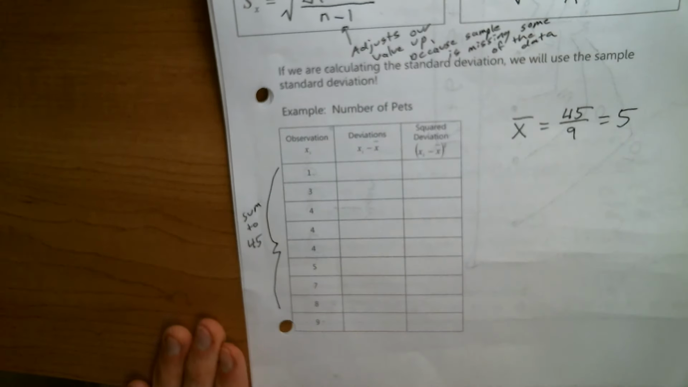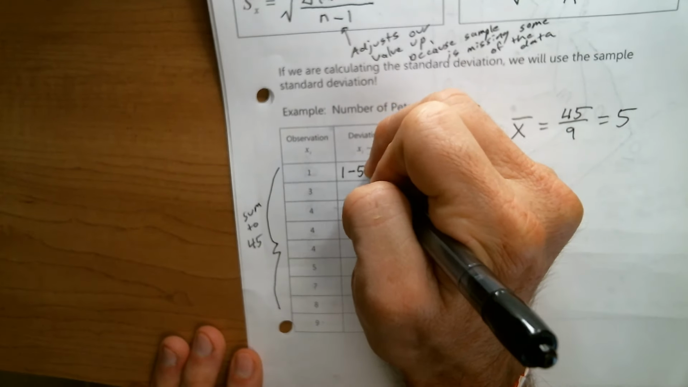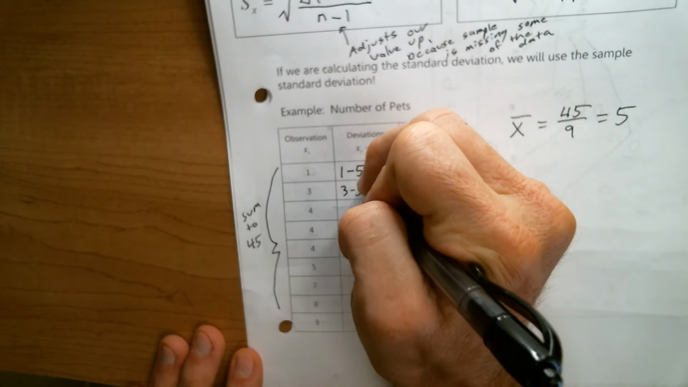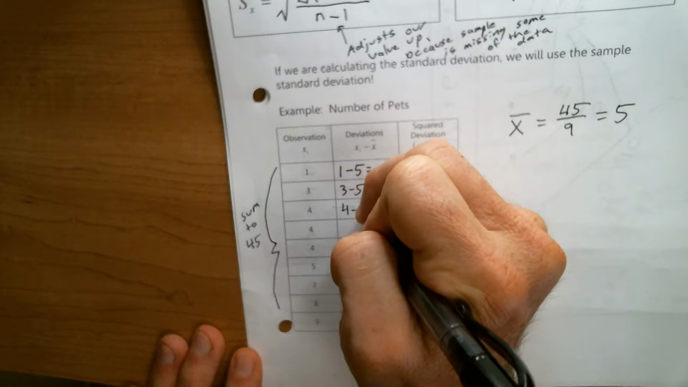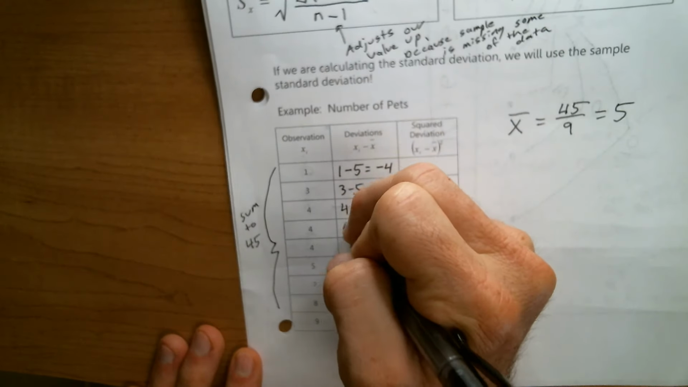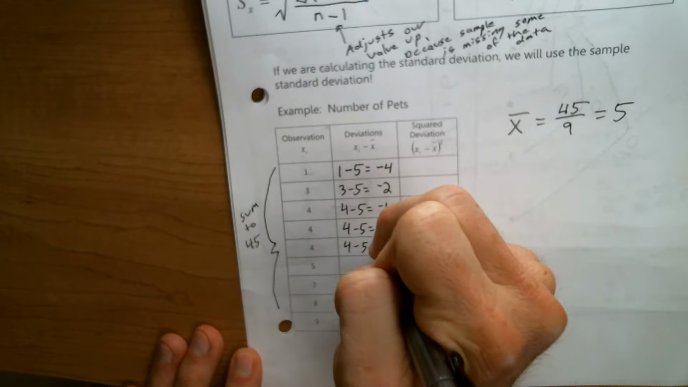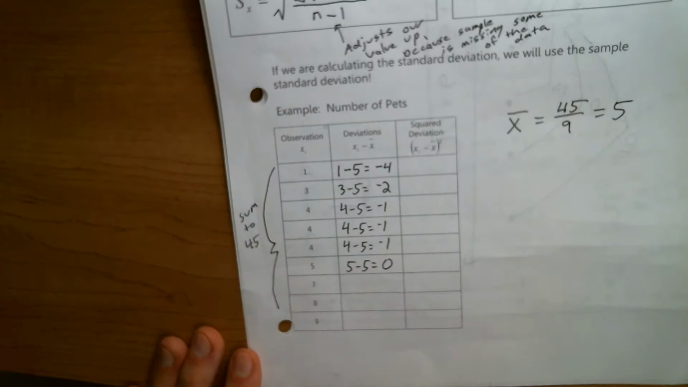So we're going to start by figuring out how far each observation is from that average. We've got 1 minus 5. This one is 4 below the average. 3 minus 5 is 2 below the average. 4 minus 5, 1 below the average. 1 below the average. 1 below the average. This one is right at the average, so the distance would be 0.